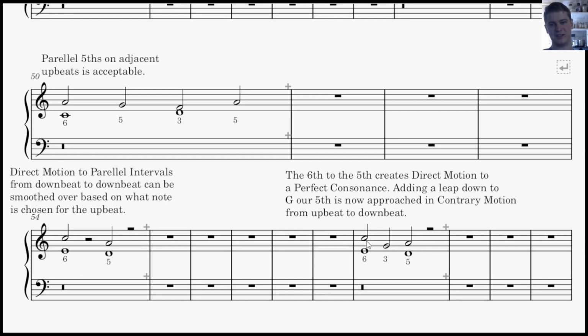So as you can see, between the downbeats, we still have that direct motion. So it's traveling in direct motion, and in 1-to-1 counterpoint, this is not something you'd want, direct motion to a fifth, but here adding that G in the middle, we're adding some contrary motion on that upbeat.